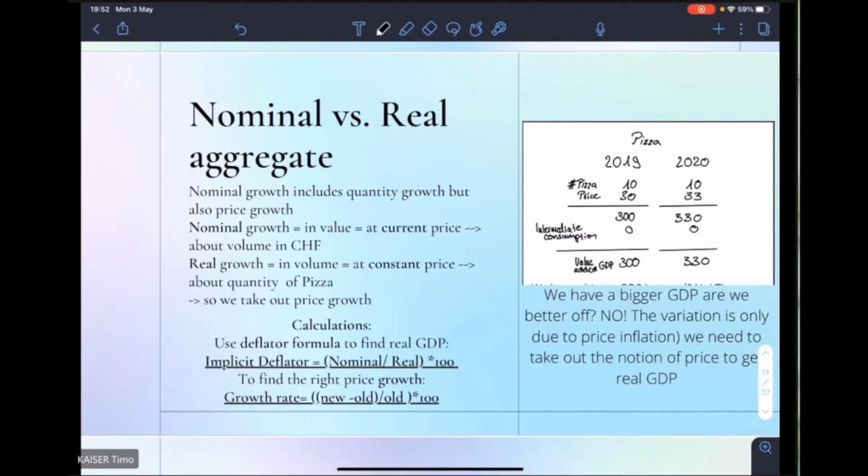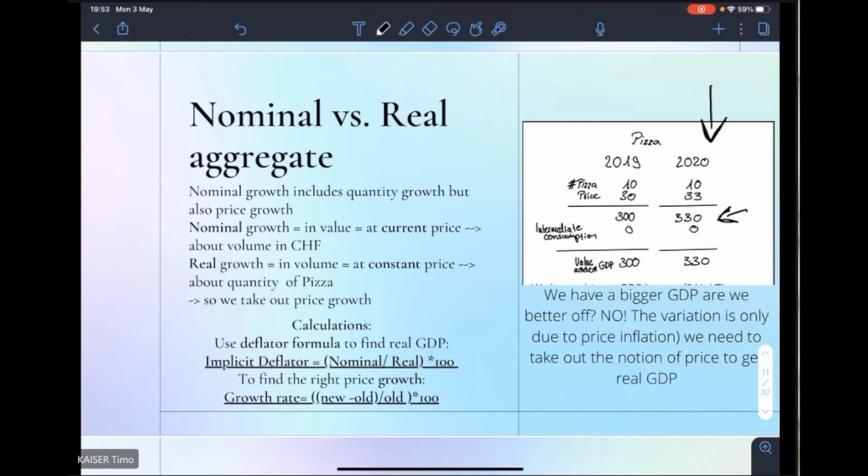Right. Okay, that's very important to remember. For example, nominal growth includes quantity growth, but also price growth, which means that actually, as you can see here on the example that I made on the right side, here we actually have a bigger GDP in 2020. But does this actually mean that we're better off? Like, GDP will most of the time be written in nominal terms, only if it's specified that it's in real terms. However, here we have nominal terms. But does this mean that we're better off?